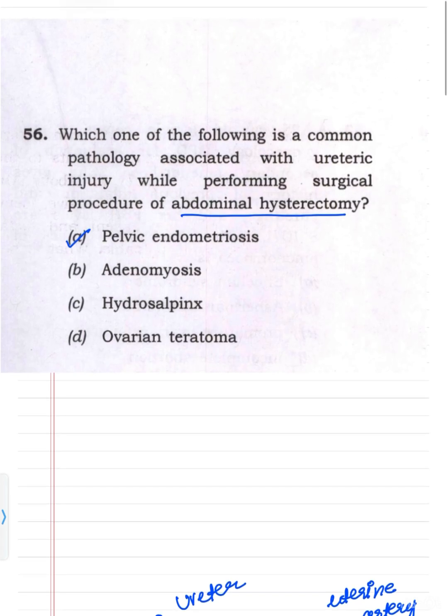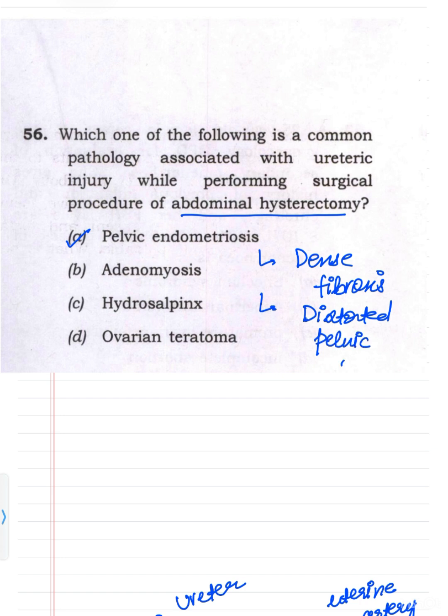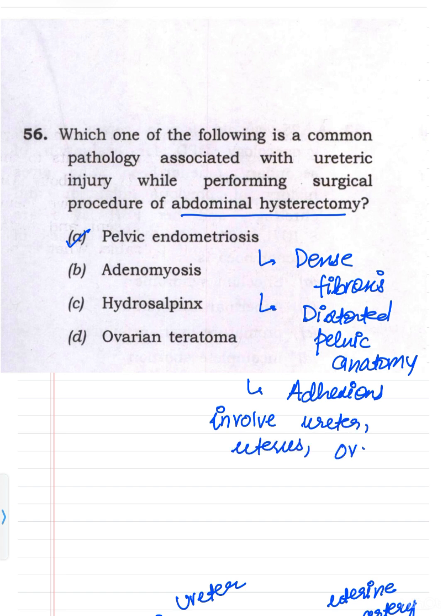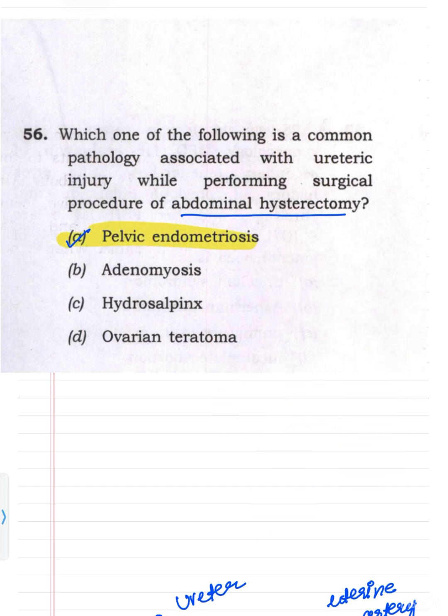So that's why. Second thing is, in pelvic endometriosis, there is dense fibrosis. Second, there is distorted pelvic anatomy. And third, there is adhesions, which involve ureter, uterus, and ovaries. So performing abdominal hysterectomy in the pelvic endometriosis will most likely lead to ureteric injury. Now, seeing why other options are wrong. So our correct answer is A, pelvic endometriosis.